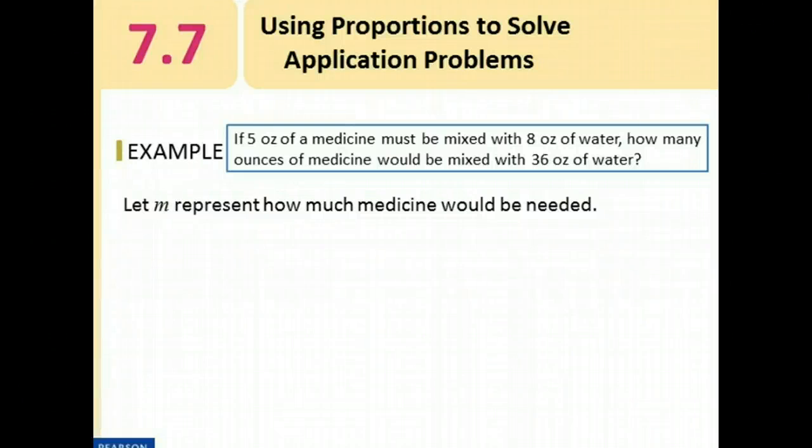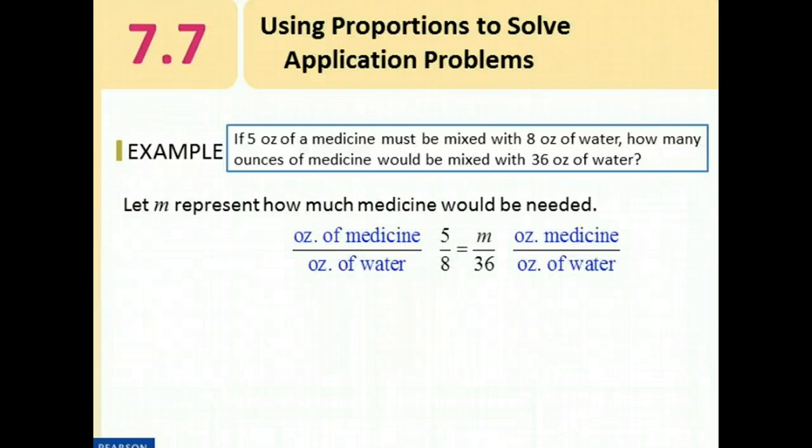The important thing to note here is that the ratio of 5 ounces of medicine to 8 ounces of water must be equal to the ratio of M ounces of medicine to 36 ounces of water, because the ratio of medicine to water must stay the same. This is why a proportion is an appropriate use to solve this problem, and that's because a proportion states that one ratio is equal to another.